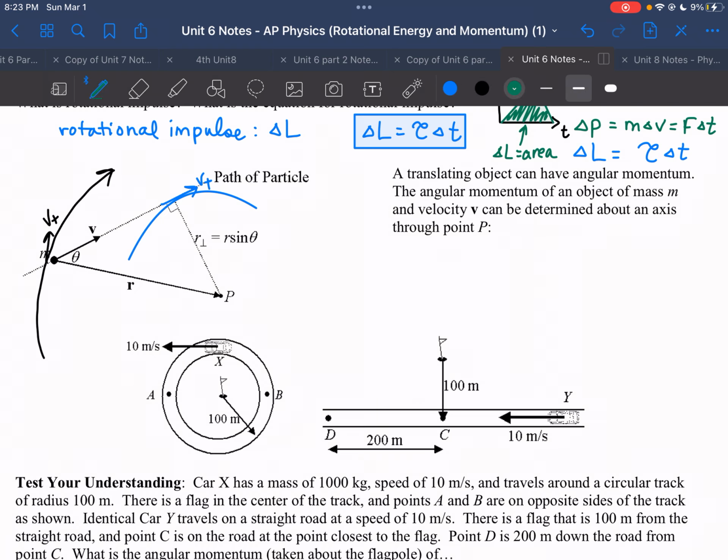So another way of writing this, when we're looking at our linear or angular momentum, is to say that it is the mass times the velocity times the radius times the sine of theta. Here's our secondary equation. Now, because we're looking at the sine of theta, that means that really what we're looking at is the r perpendicular. So a lot of people will write this as m v r perpendicular.